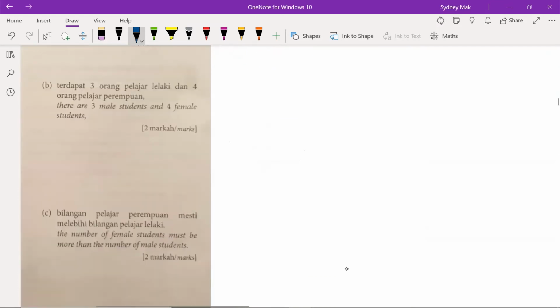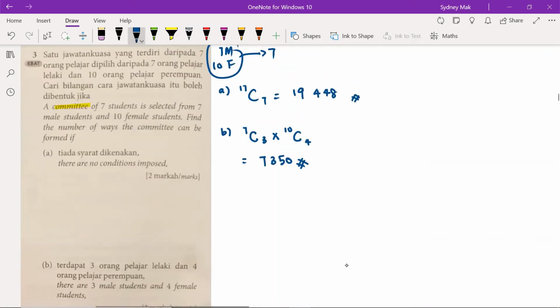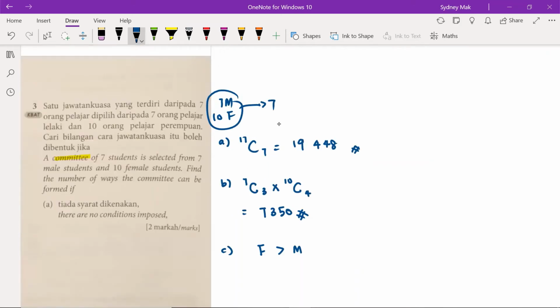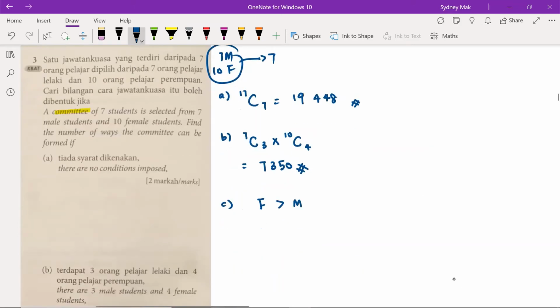The number of female students must be more than the number of male students. Okay, we have female must be more than male. Part C, female must be more than male. And the committee consists of 7 members. So we have 4 female, 3 male. Or 5 female and 2 male. And then 6 female, 1 male.